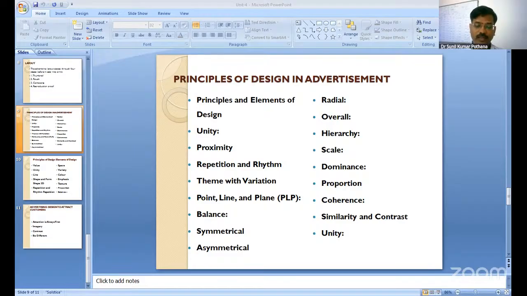Sometimes we see that balance is also required. There is one advertisement in the newspaper. One side is very heavy with contrast colors, bright colors. One side has very few colors, very low brightness colors. That will not match. So balance is also required here.